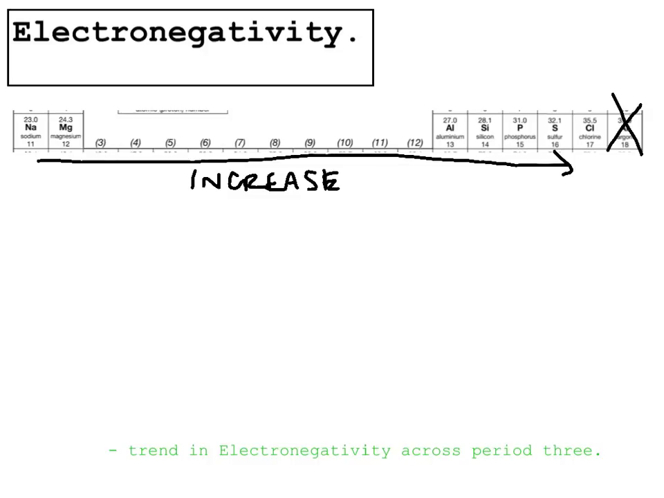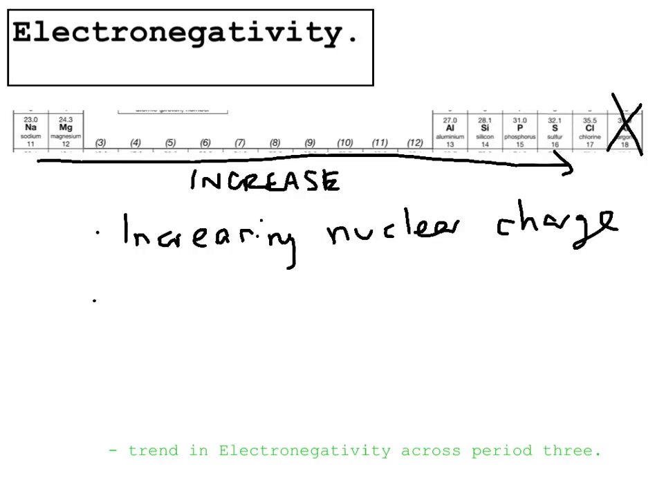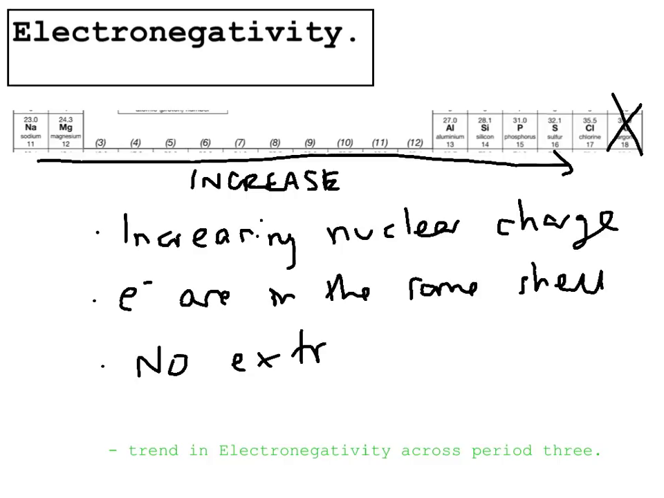So in summary, the reason why electronegativity would increase across a period is because of increasing nuclear charge, i.e. the number of protons increases, and the electrons are in the same shell as you go across, and there is no extra shielding as you go across. And that's what you'd put in an answer explaining why electronegativity increases across a period.